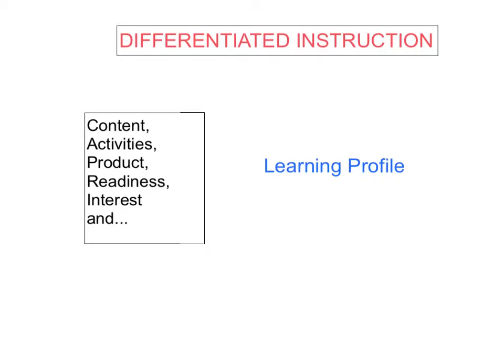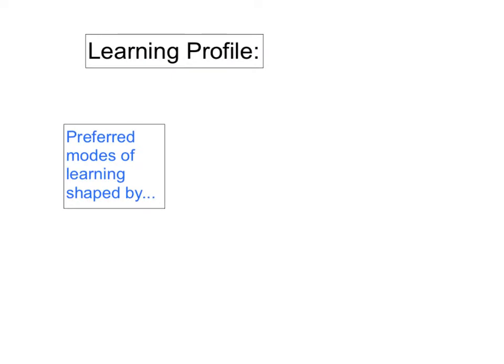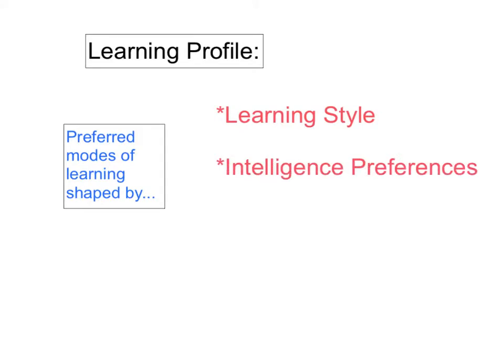There are 6 dimensions of differentiation to think about: content, activities, product, readiness, interest, and the topic of this brief overview, learning profile. Learning profile refers to preferred modes of learning or ways in which students will best process what they need to learn. Learning profile is shaped by learning style, intelligence preferences, gender, and culture.